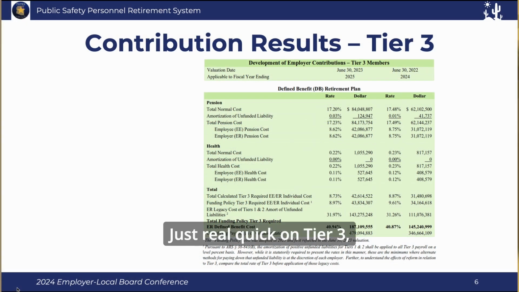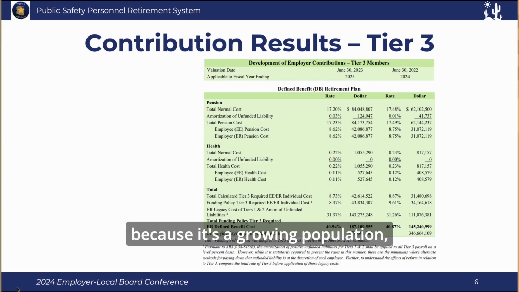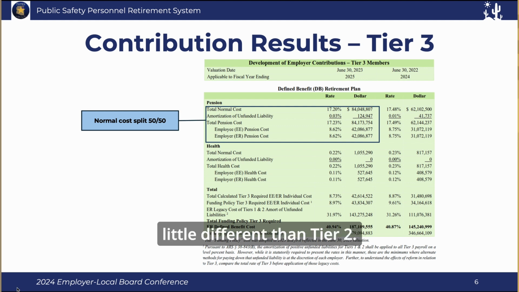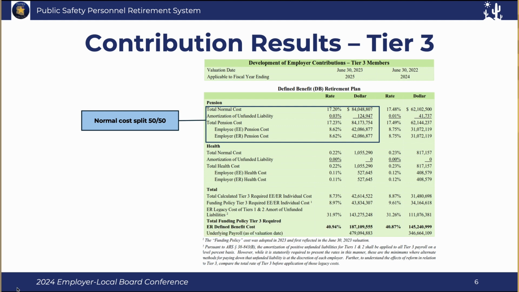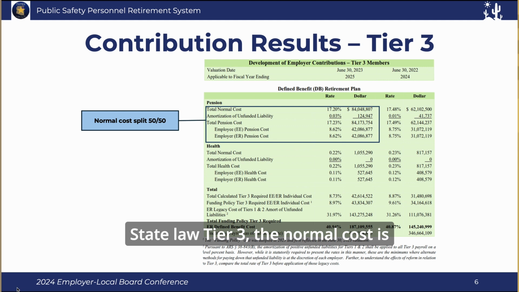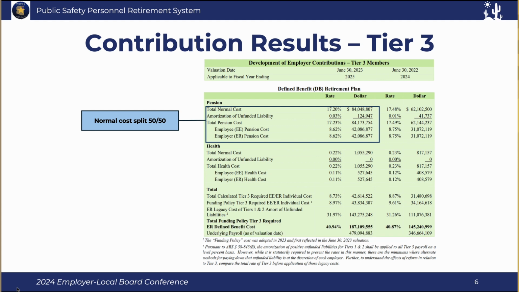Just real quick on Tier 3, because it's a growing population. The normal cost is a little different than Tier 2. Tier 2 is statutorily capped. Under state law, for Tier 3, the normal cost is divided 50-50 between the employee and the employer. So you're going to see different rates under there for Tier 3 and Tier 2.